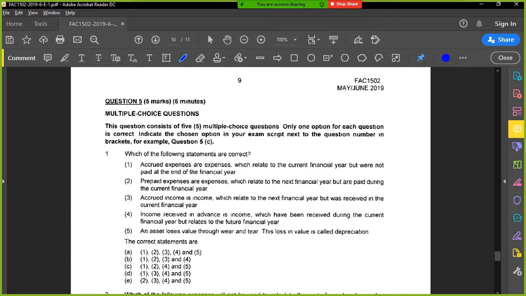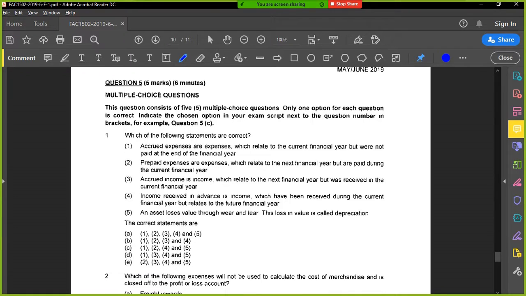What did you go with here? Number 1. You went with 1. So you went with A. Yeah. Oh, sorry, I didn't see the bottom. So number 1's right, and then... Accrued expenses are expenses which relate to the current financial year but were not paid at the end of the financial year. Agree. Yes, so that's correct, yeah. Number 2, agree. Prepaid expenses are expenses which relate to the next financial year but are paid during the year. Yes, agree.